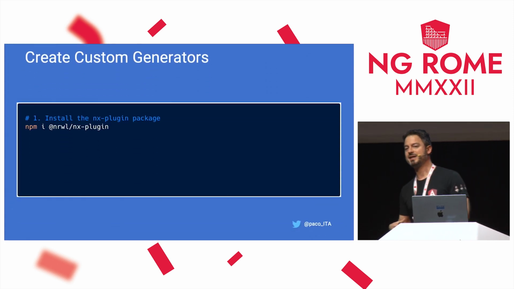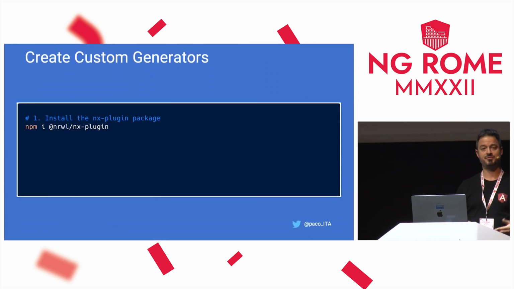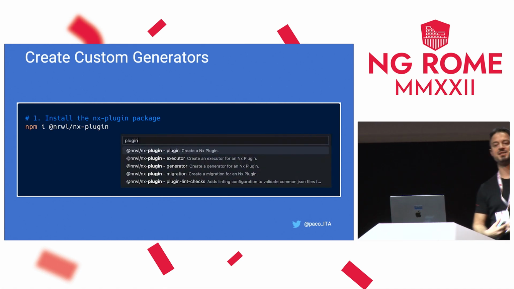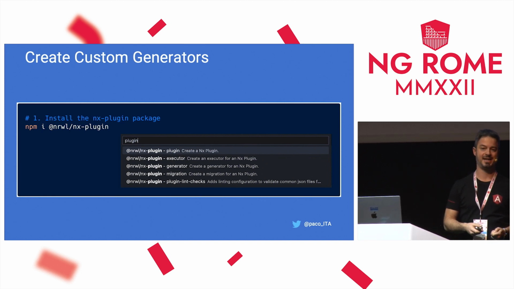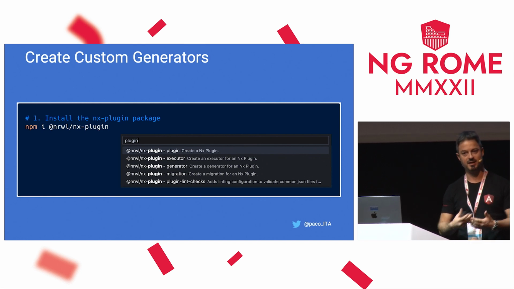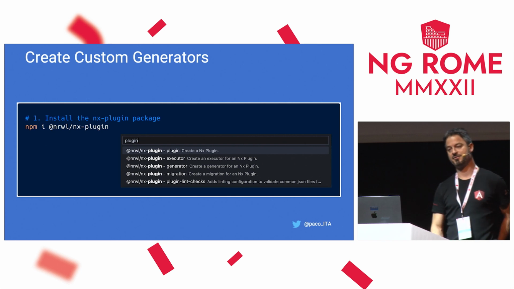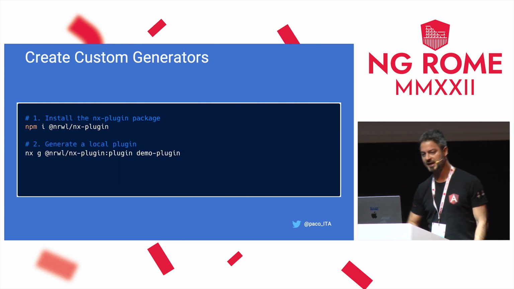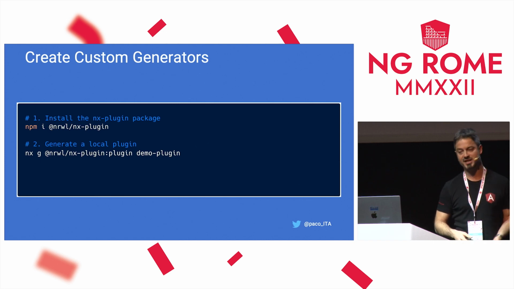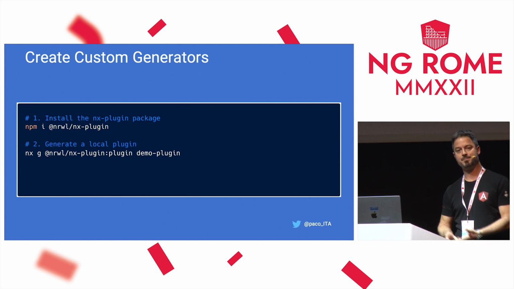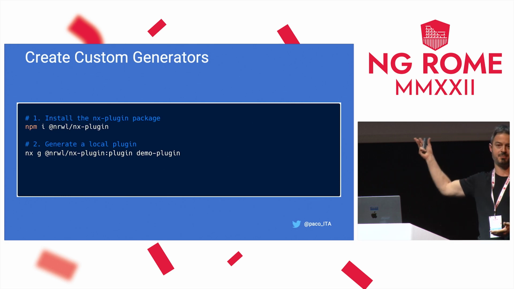Let's see now how we can create custom generators. First of all, we have to install the NX plugin package. This will allow us to create plugins. And this is a screenshot of the NX console. It's a very cool plugin that we can use for VS Code, for example. After that, we can invoke the command nx g, which stands for generate, and then we generate a plugin with the name, in this case, demo plugin.